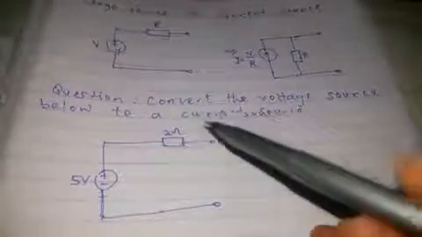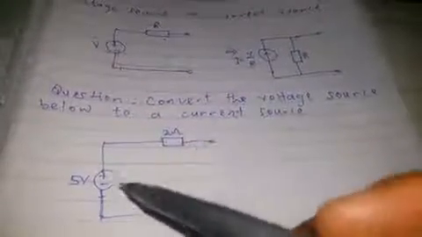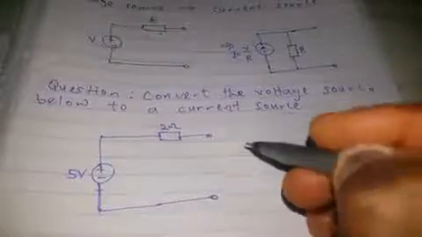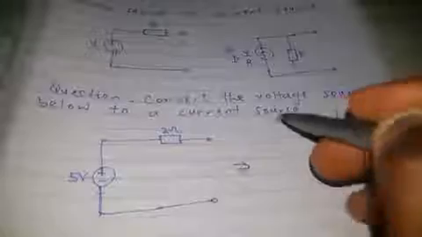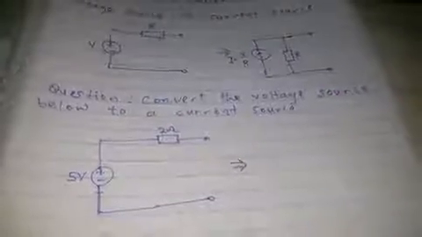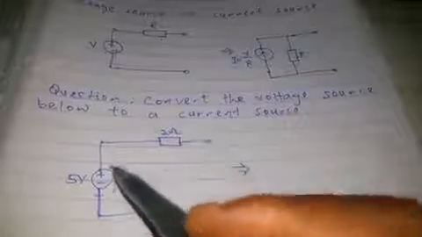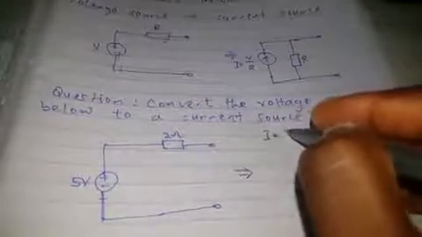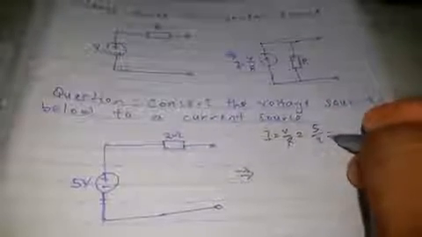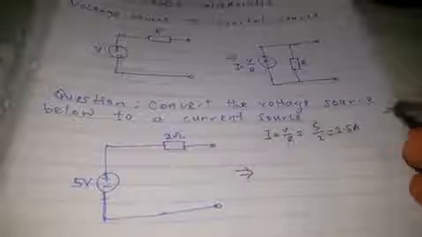So next we see a question: convert the voltage source below to a current source. So this is a voltage source, and we want to convert this to a current source. Now, first of all, the voltage source is in series with the resistor. So we look for I. Our I is V over R. Your V here is 5, your R is 2, so that gives us 2.5 amperes.